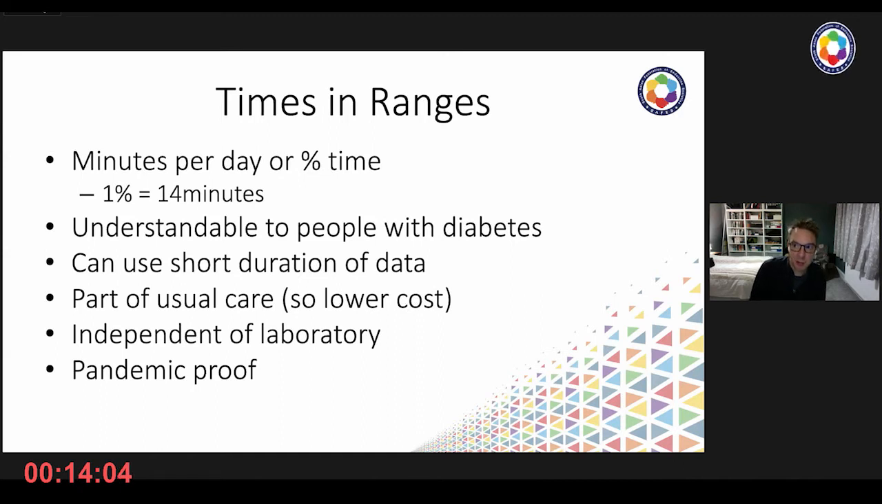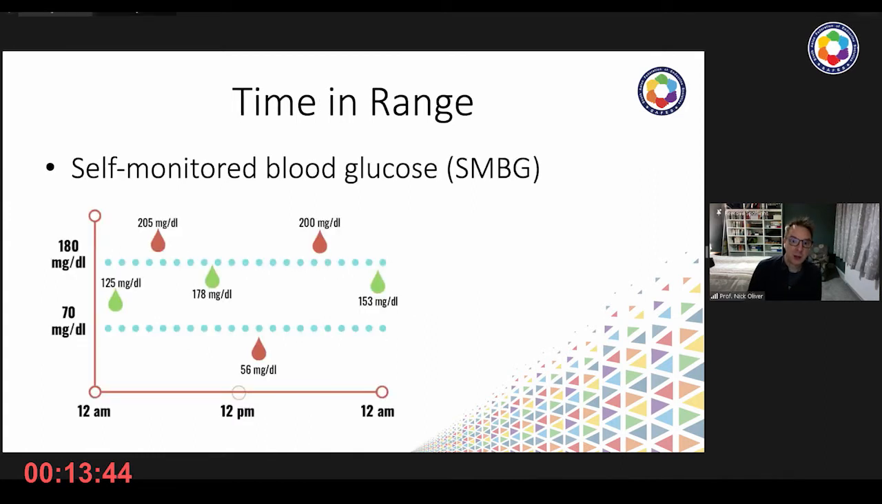They're also pandemic proof, which has been very important for us over the last year or so, because we've been able to look at people's times in ranges remotely and help them to intensify glucose without seeing people face to face in clinic. So that's a very useful additional benefit that I perhaps wouldn't have put on my slides a year ago. So, as I said, we can measure time in range using self-monitored blood glucose.